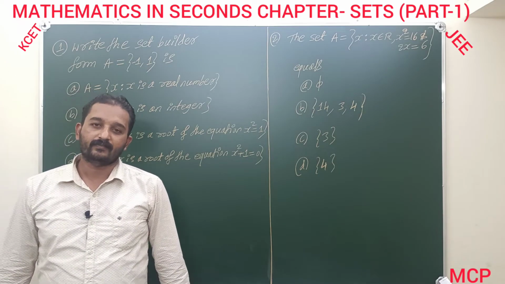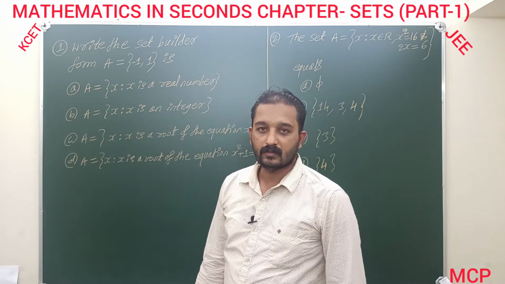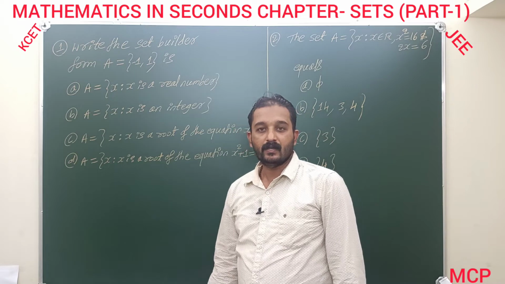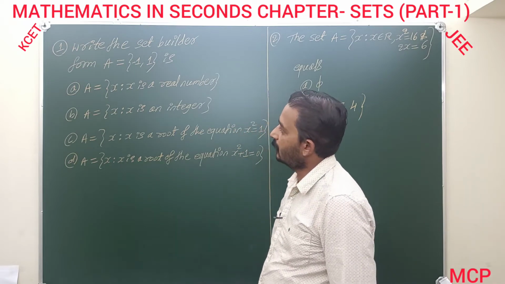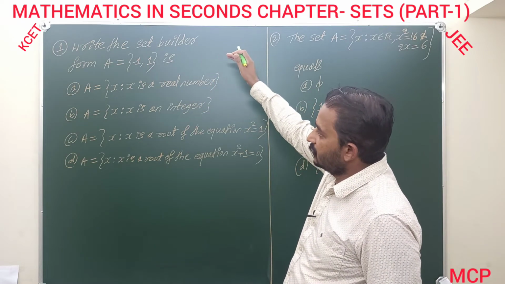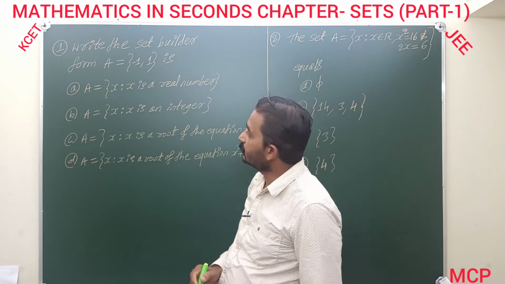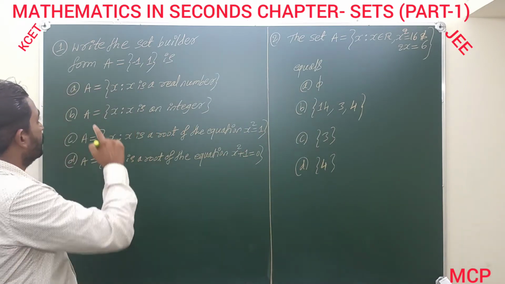Hi students, after the completion of KCET previous year paper, I am going to solve some problems on the chapter sets using shortcut method. Let us move on to the first question. This question is based on the topic representation of the sets. Let us see the question: write the set builder form of A is.